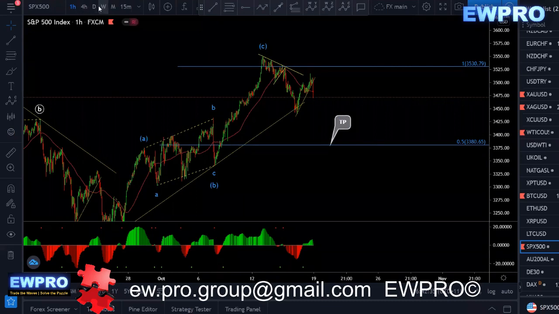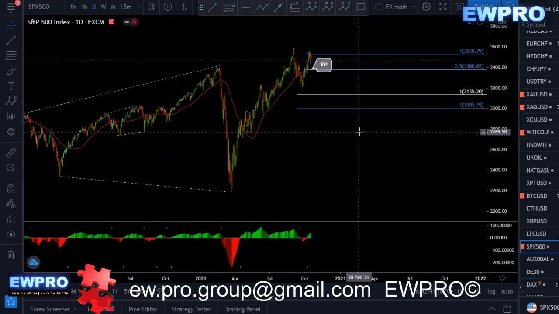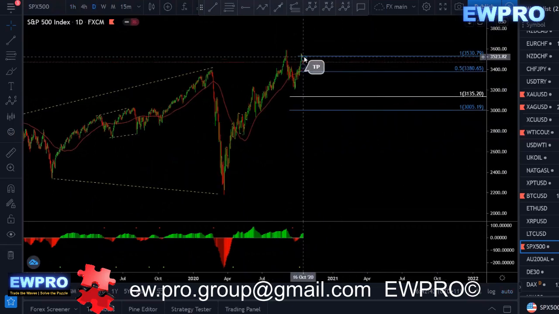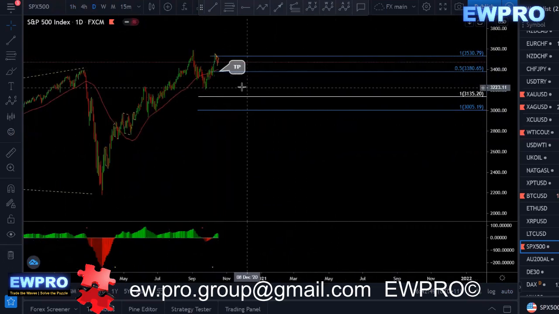And we're at a top. That's why we need the larger correction, because if you have a look on the daily, we're at a top. So you don't want to be buying up here. It's crazy. So I need that larger correction before I can look for that buy.